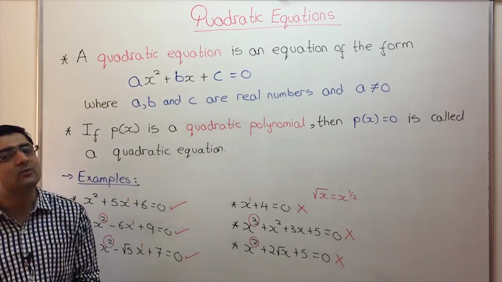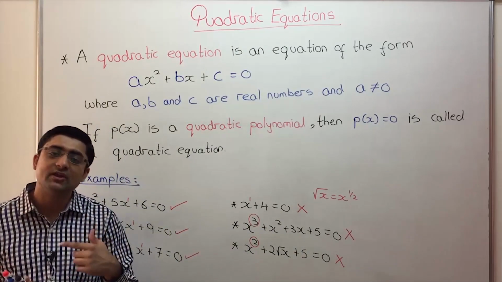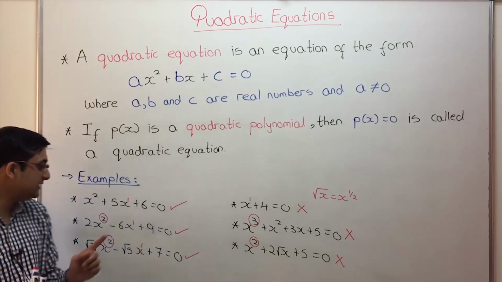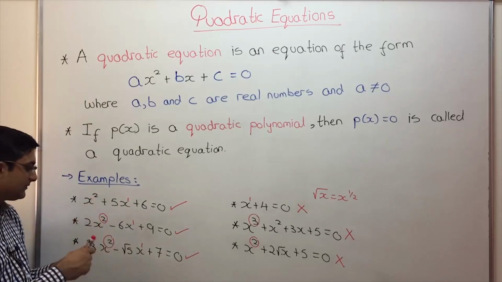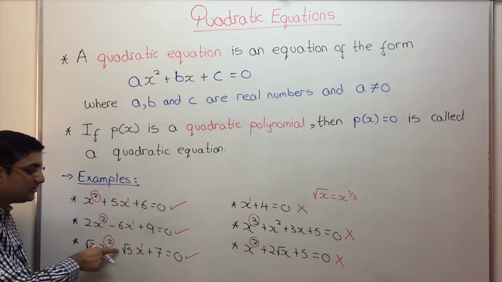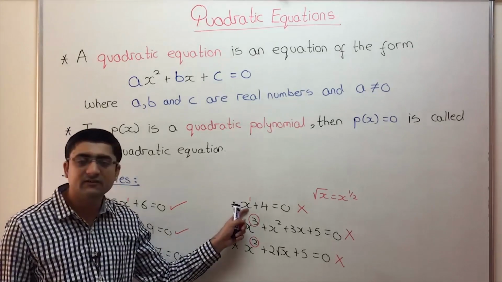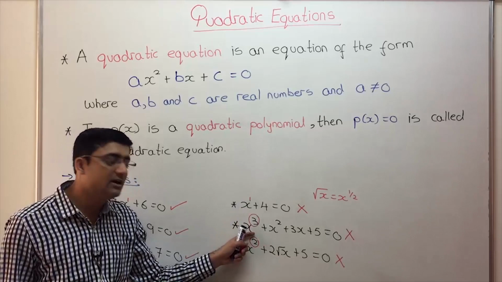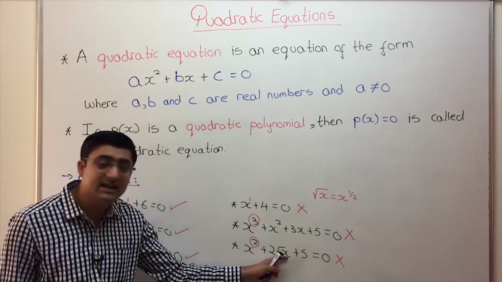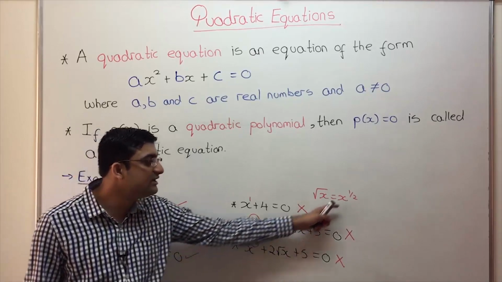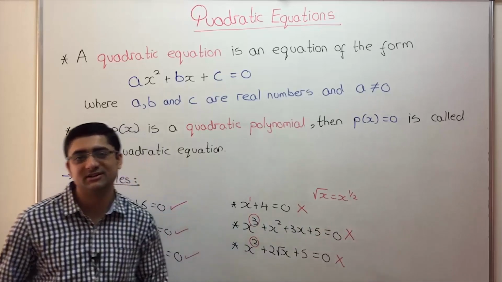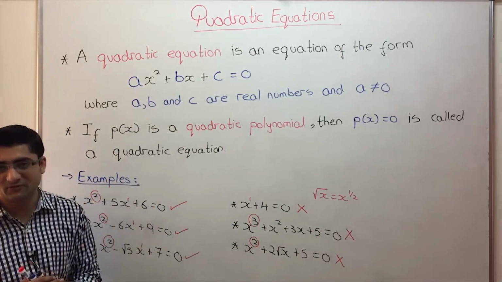I repeat once again, what is a quadratic equation? An equation in which the highest power of the variable is 2 and all powers of the variable should be whole numbers. I repeat, highest power of the variable should be 2 and all powers of the variable should be whole numbers. Here, highest power of the variable was 1, not a quadratic. Here, highest power was 3, not a quadratic. Here, highest power was 2, but then this x, right? The power of x over here is half. So because the power of x over here is not a whole number, hence not a quadratic equation, right? So this is the basic concept of a quadratic equation.